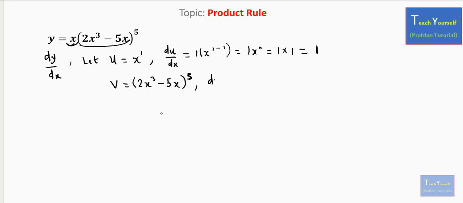Also, we need to differentiate the variable v with respect to x. Now, this is a function of a function. Please check our previous video on function of a function. But in this case, I'm going to apply the shortcut method, okay? What are you going to do? The power 5, drop the power 5, okay? Differentiate what you have inside the brackets.